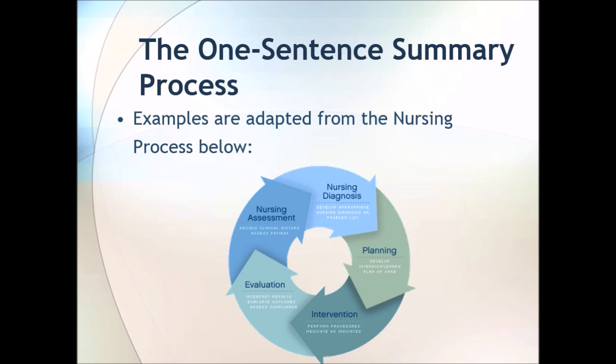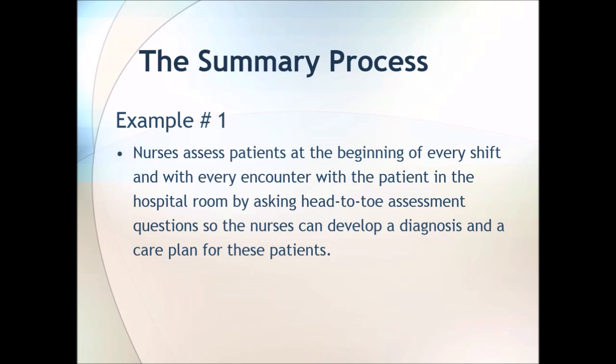Here is an example of the one-sentence summary on the nursing process steps or phases, as we see on the screen: assessment, diagnosing, planning, implementing, and evaluating. So the student can practice using the sentence, as we will see in the next slide. Example number 1: nurses assess patients at the beginning of every shift and with every encounter with the patient in the hospital room by asking head-to-toe assessment questions so the nurses can develop a diagnosis and a care plan for these patients.